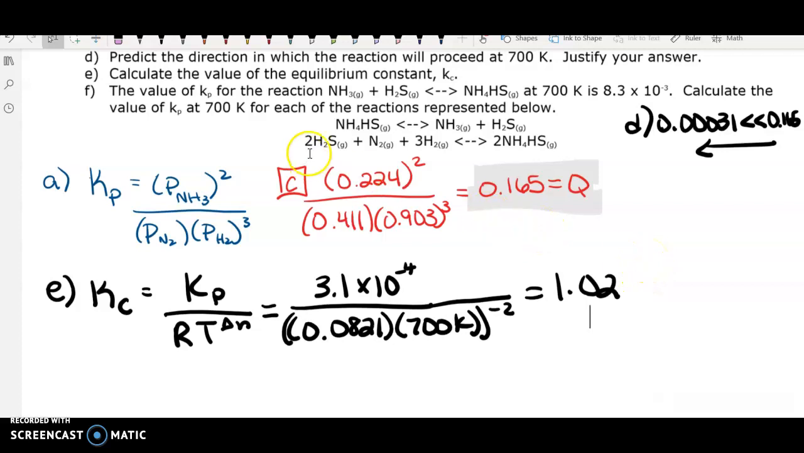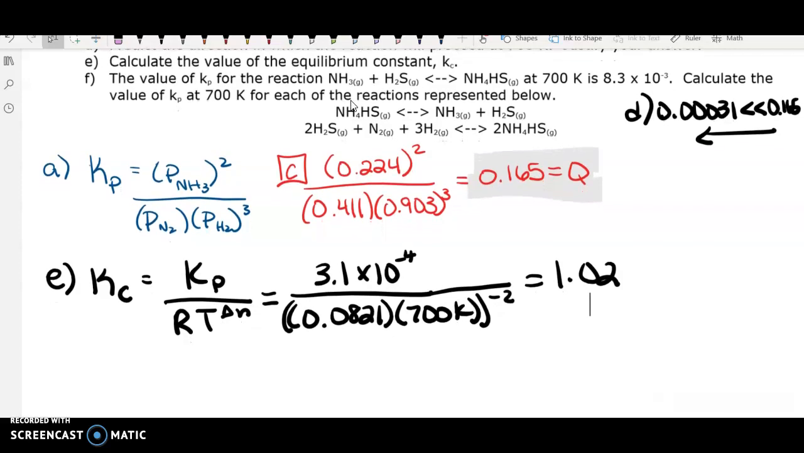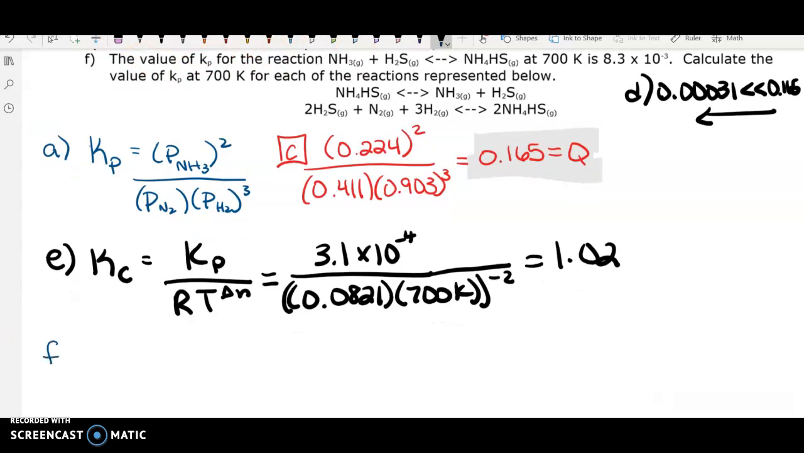All right, finally, letter F is asking for some manipulations of Kp values, or Kc values, that we have. We actually have a couple different parts. Hang on one second so I can scroll down. Okay, so part F is already giving me the Kp value. That value is 8.3 times 10 to the minus 3.